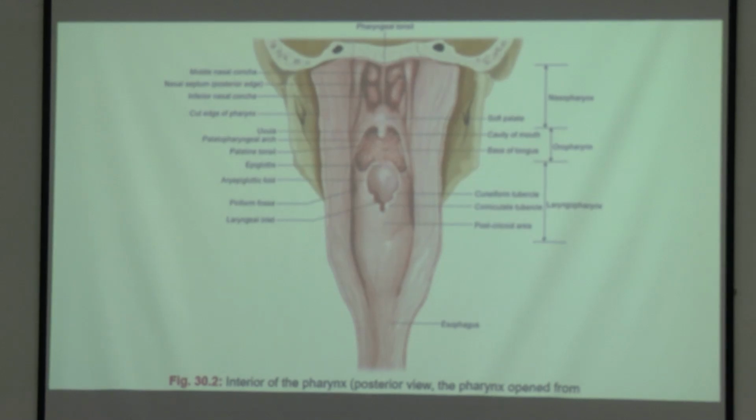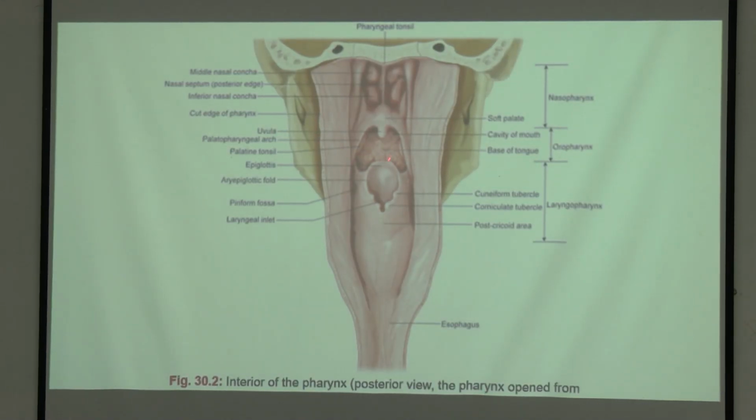So the oropharynx is limited above by the soft palate, below by the epiglottis, in front by the aperture which is called the oropharyngeal isthmus, and behind by the posterior pharyngeal wall. Okay, so this is the oropharynx.